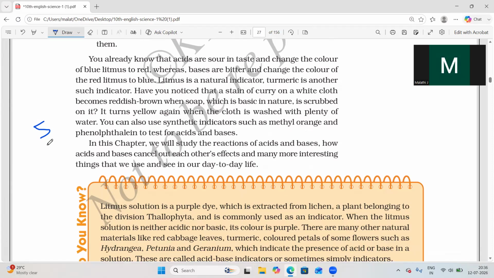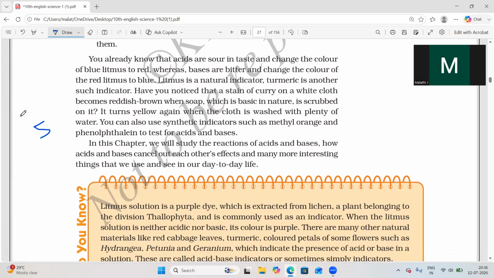Weak acids are the acids that do not completely dissociate in water. For strong acids, we can take examples HCl, that is hydrochloric acid, sulfuric acid, nitric acid, phosphoric acid and chloric acid. For weak acids, we can take examples acetic acid, hydrogen cyanide, then benzoic acid.